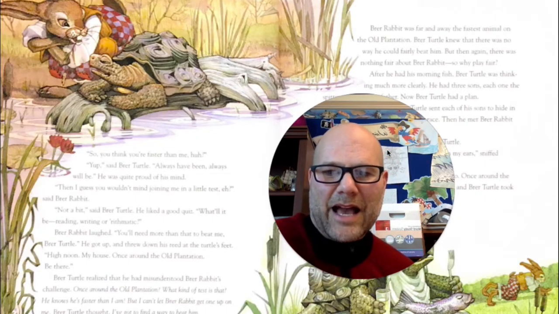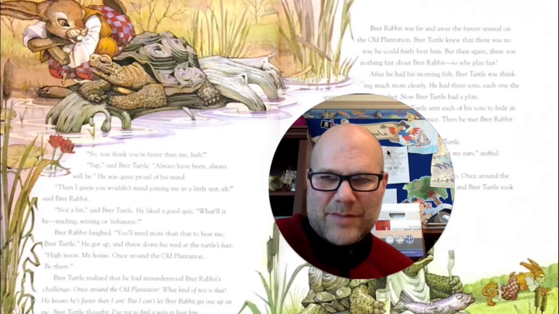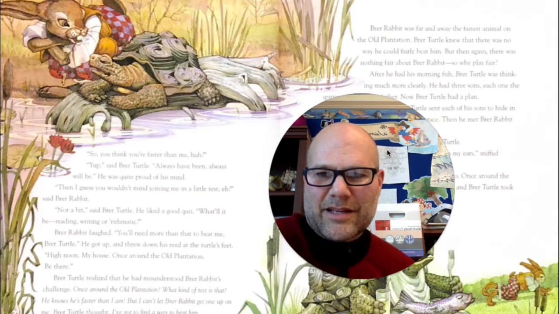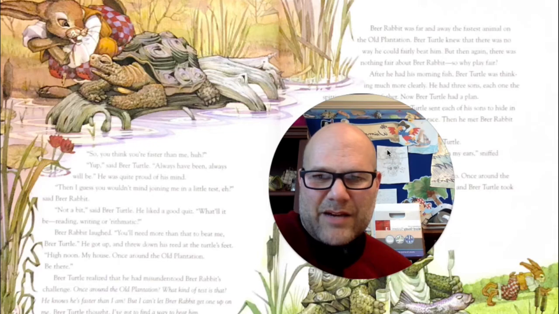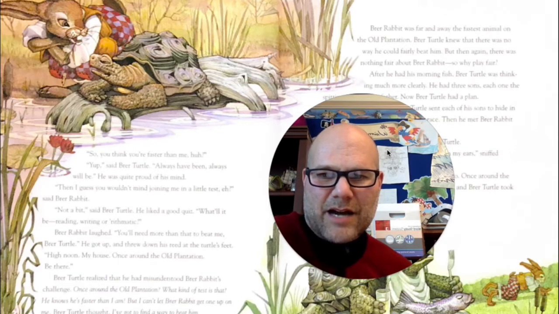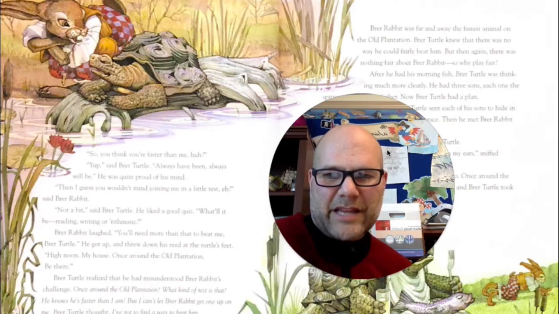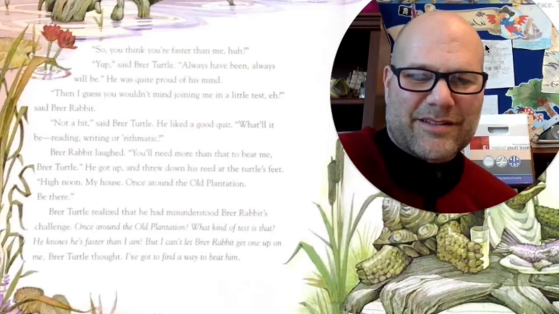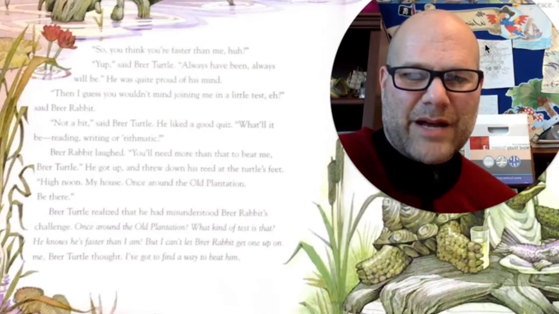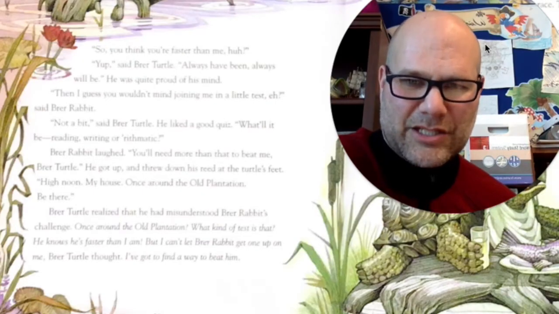Brer Rabbit laughed. He'll need more than that to beat me, Brer Turtle. He got up and threw down his reed at the turtle's feet. High noon, my house, once around the old plantation. Be there. Brer Turtle realized that he had misunderstood Brer Rabbit's challenge. Once around the old plantation. What kind of test is that?